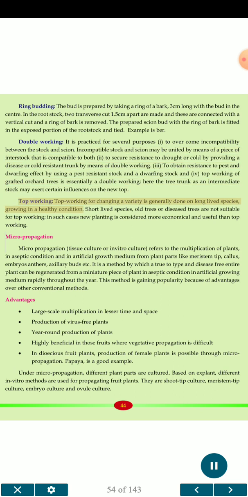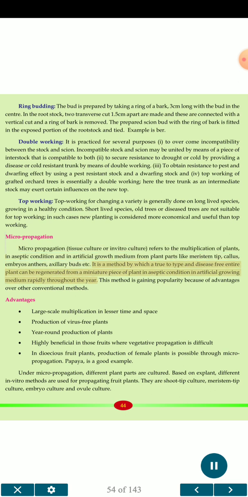Top working. Top working for changing a variety is generally done on long-lived species growing in a healthy condition. Short-lived species, old trees or diseased trees are not suitable for top working. In such cases, new planting is considered more economical and useful than top working. Micropropagation, tissue culture or in vitro culture, refers to the multiplication of plants in aseptic condition and in artificial growth medium from plant parts like meristem tip, callus, embryos, anthers, axillary buds, etc.